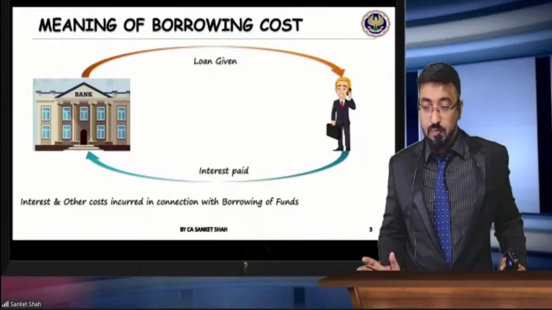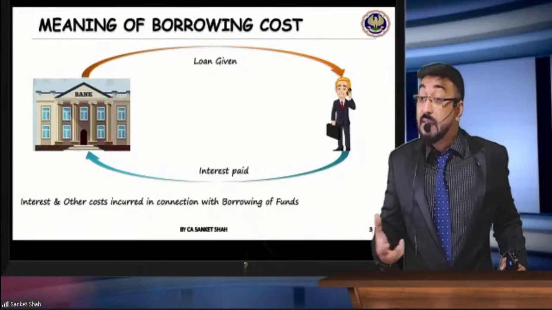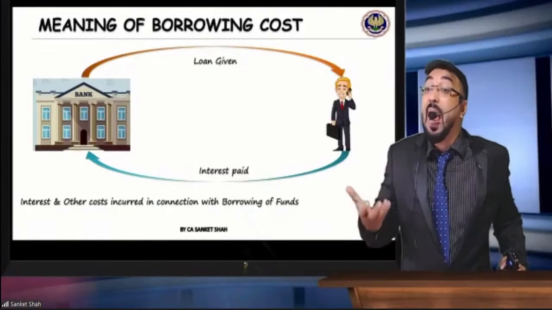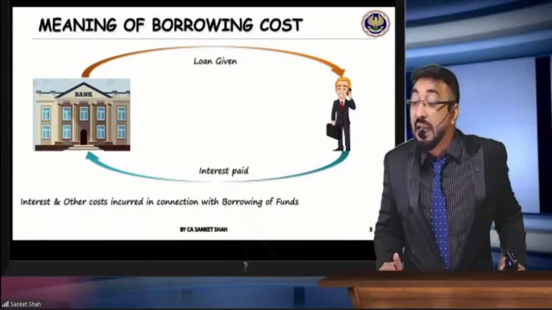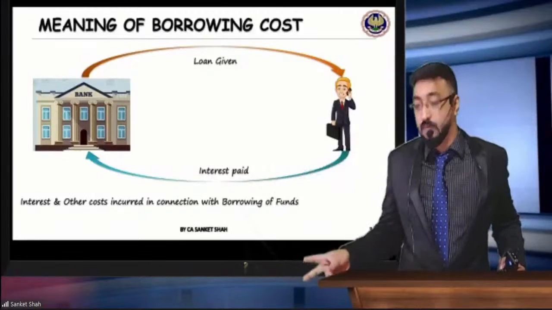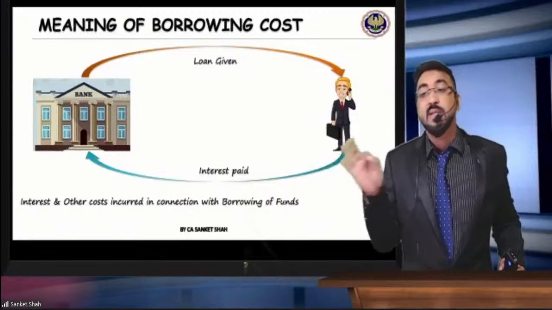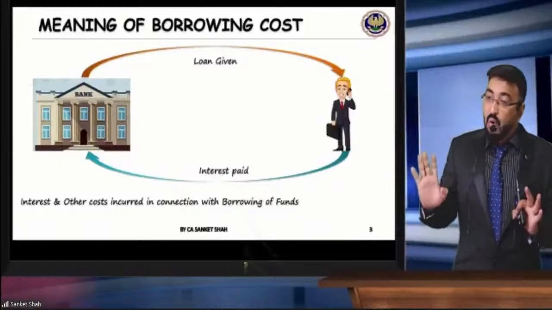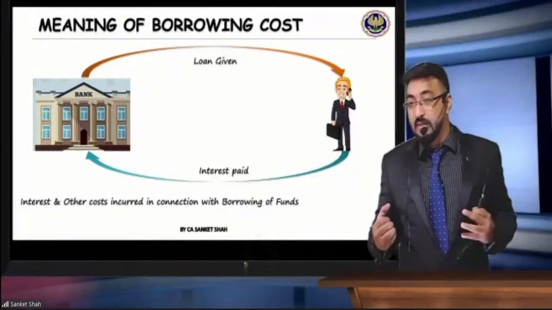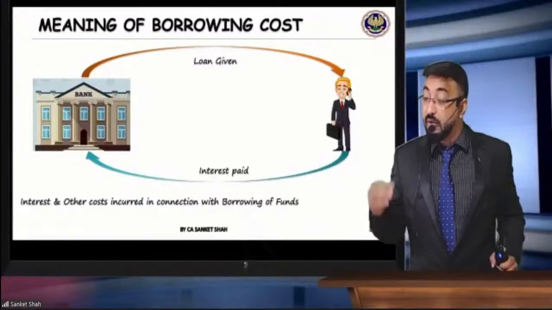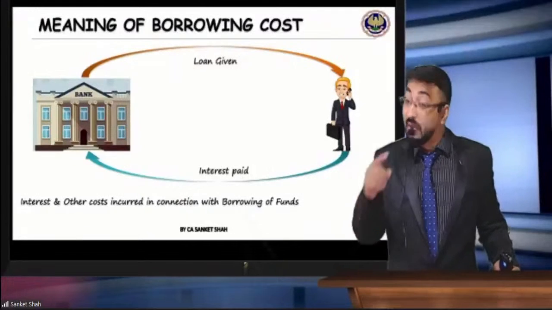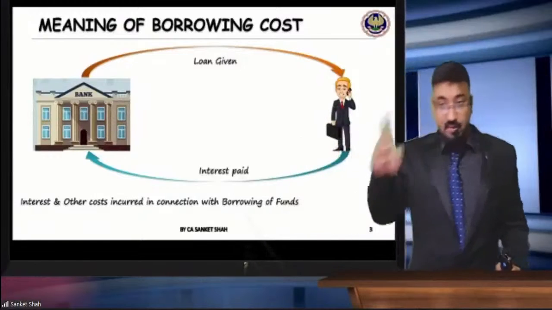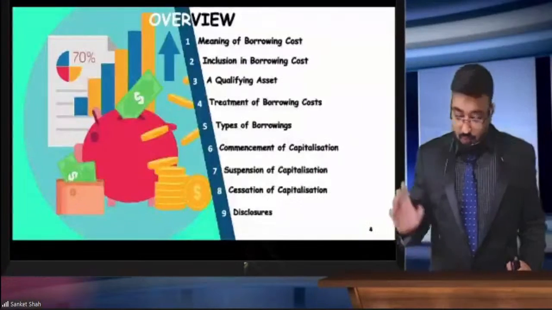Remember, dividend is the appropriation of profit and interest is a charge against profit. And only interest is capitalized. Dividend is never capitalized. Though you procure funds and acquire the asset, and that asset is a qualifying asset, still dividend is not capitalized. Remember this thing. Okay, so we understood.